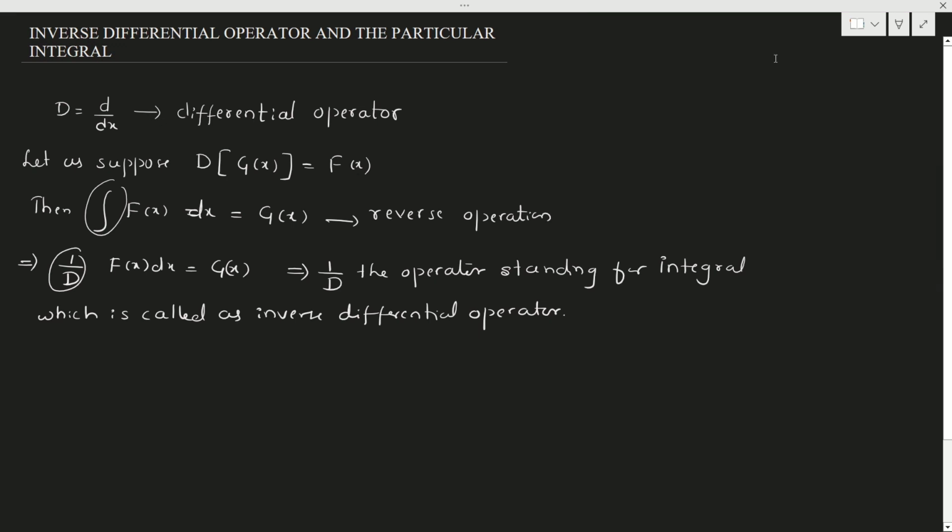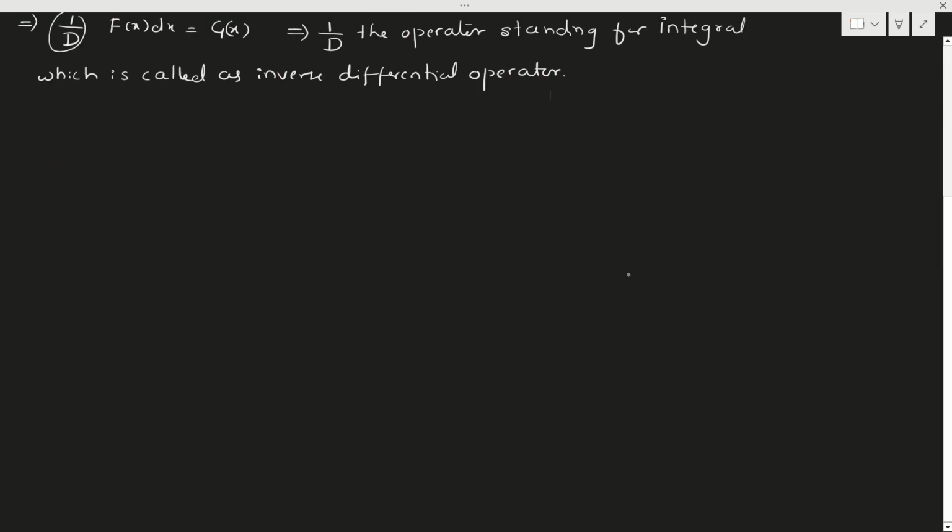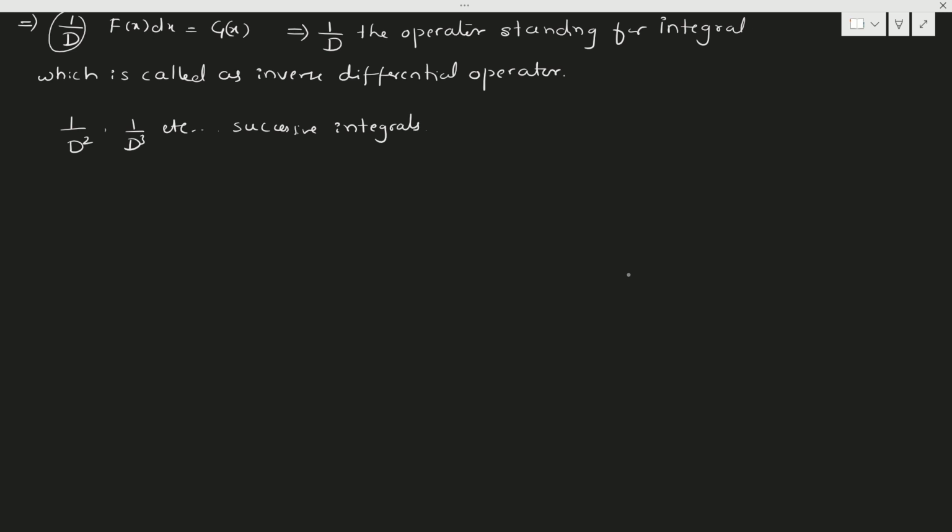1 by D is the inverse differential operator. As with the differential operator, where you have D square, D cube, here also you may have 1 by D square, 1 by D cube, etc. These are called successive integrals. And in this, we omit the constant so that we get a specific form.